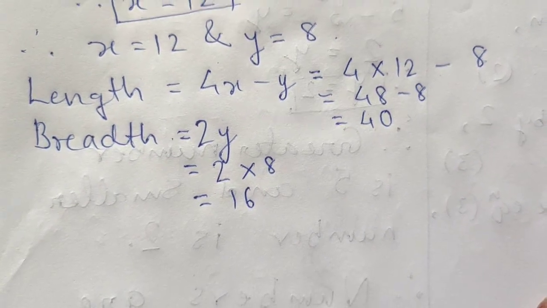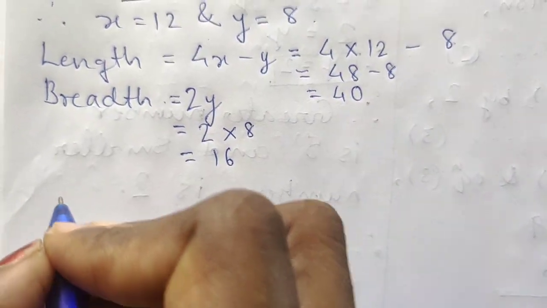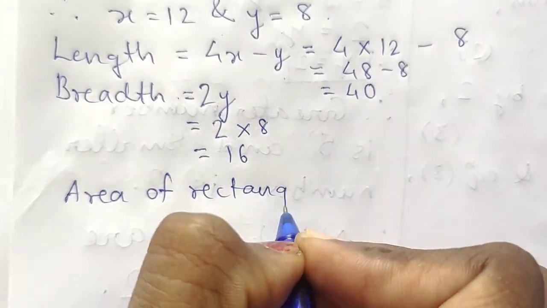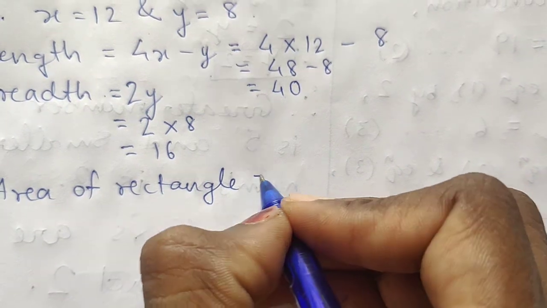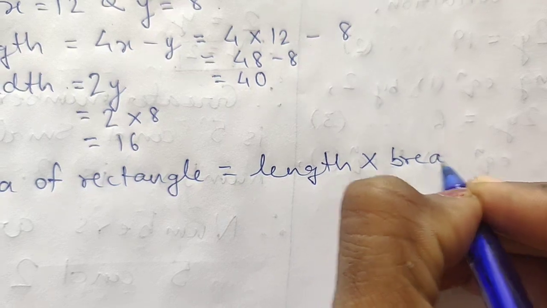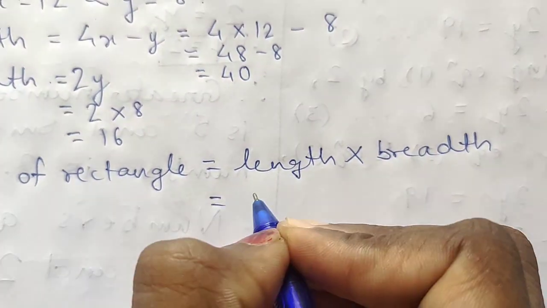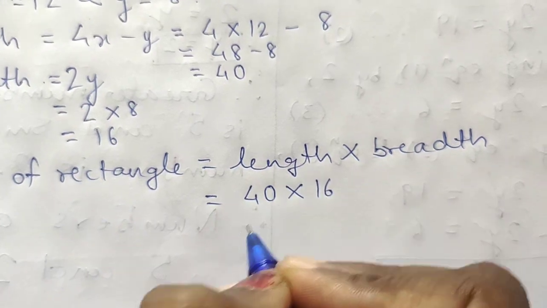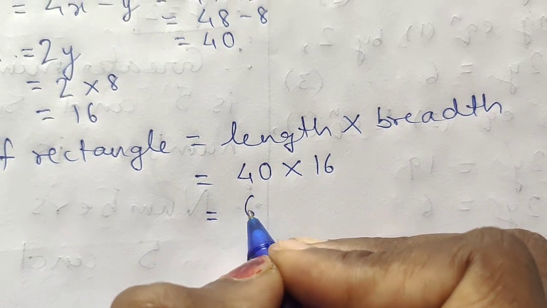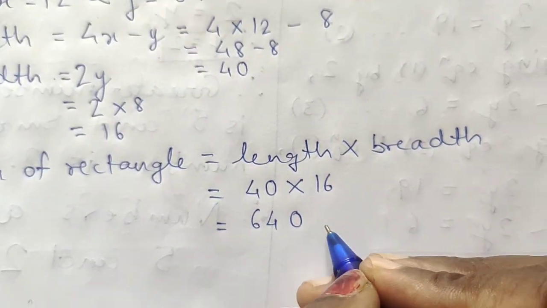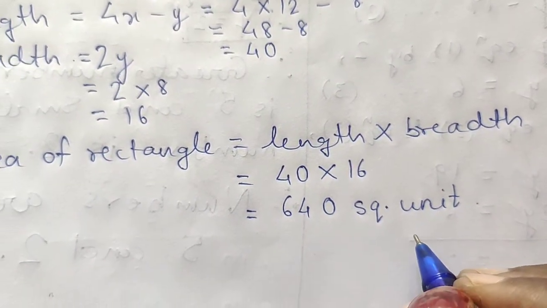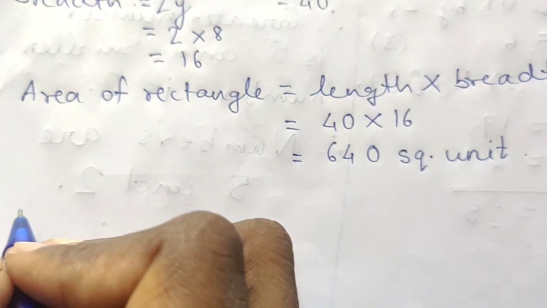Now we can find out area as well as perimeter. So let us do that. First we are going to find out area of rectangle. What is the formula for area of rectangle? Length into breadth. What is the length? 40, and what is the breadth? 16. And if you multiply 40 and 16, you will get 16 times 4 is 64 and a 0. So your area is 640 square unit. Okay, now what we need to find out? We need to find out perimeter.